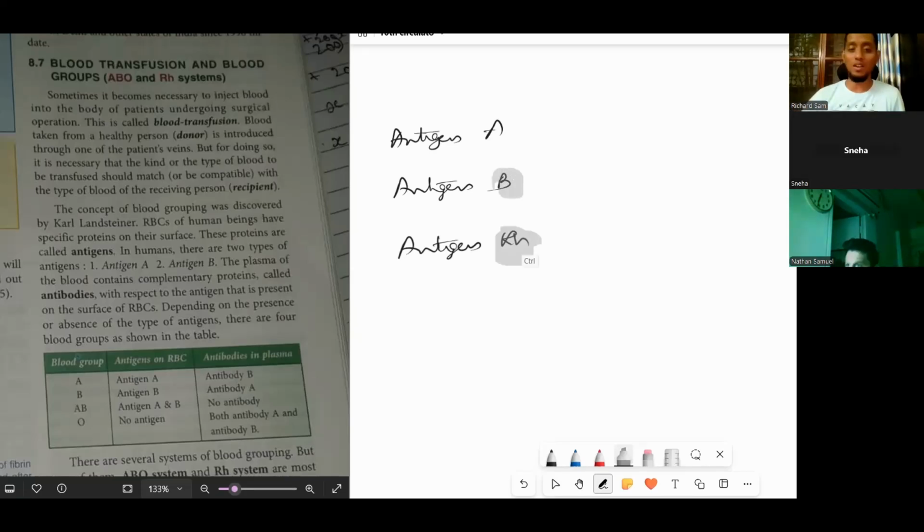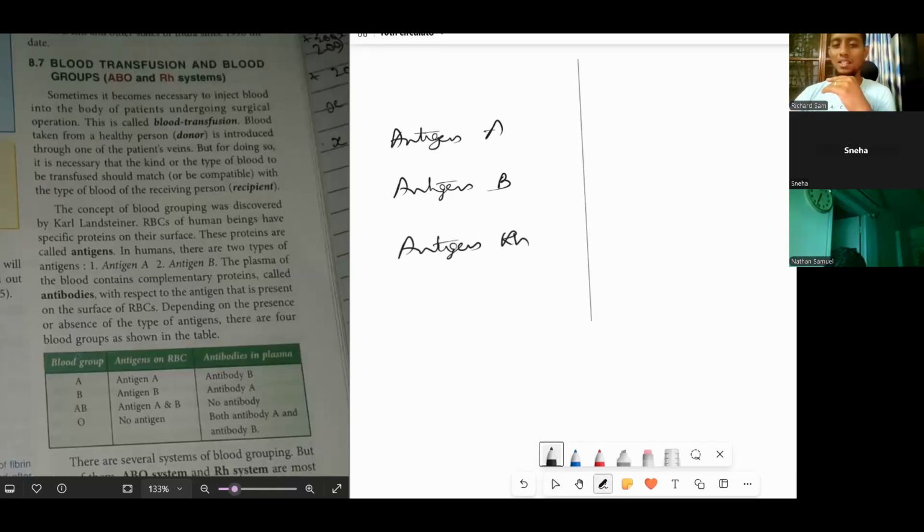Okay. Alright. So now, it's like this. If you have a certain antigen, then you will have antibodies against the other antigens. Okay, I'll say that once again. If you have a certain antigen in your blood, then you will have antibodies against other antigens. What is the meaning of antigen? What are antibodies? Antibodies fight against antigens. Antigens don't fight. Who fights? Antibodies.